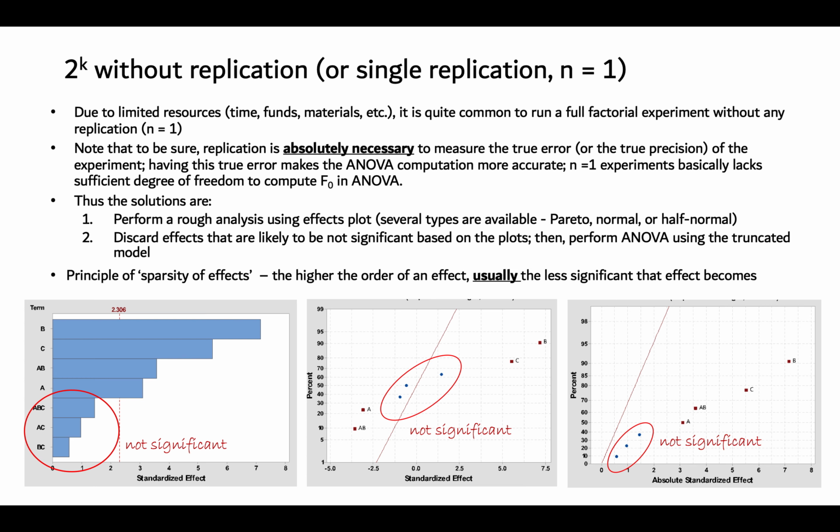When we have extensive factors like this, and due to limited resources such as time, funds, and material, it is common to run a full factorial experiment without replication. In the previous section, when we talked about factorial design, we always had replication, either duplicate or triplicate. But now, when we have extensive factors, we can do full factorial experiments without replication.